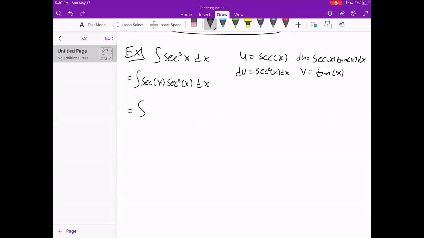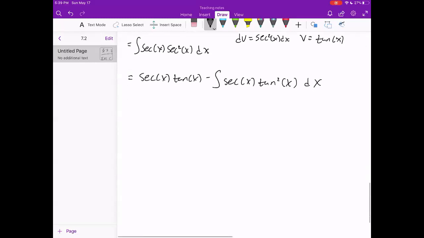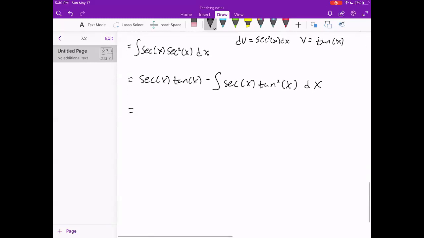So this integral is now u times v. So I get secant x tangent x minus the integral of v du. So I'm going to get secant x tan squared x dx. And okay, this doesn't look very helpful yet, so let's keep going. Secant of x, tangent of x.